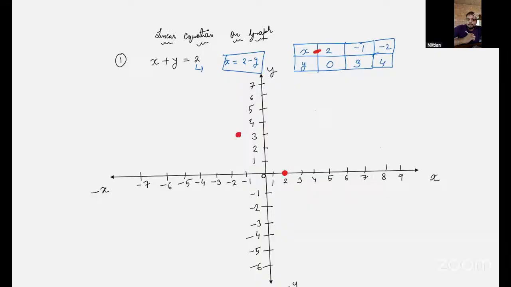Obed, Miracle, Abraham, got it? Say yes or no. Now the next one is -2 comma 4. So x is -2 and y is 4. So it's going to look like this: -2 comma 4. Obed, you got it? Miracle? Now we have 3 points here. From the 3 points, you have to pass a line.